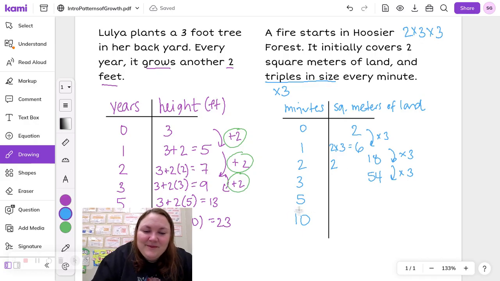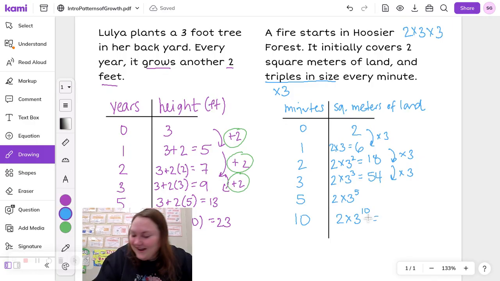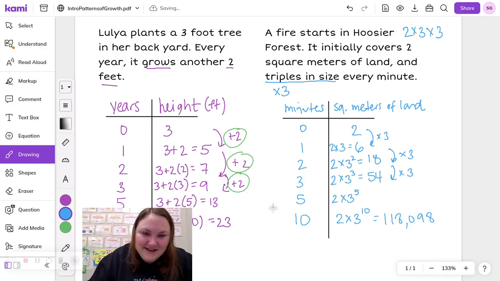Now, if I keep doing that, when we get to minute 10, I'm going to have a lot of multiplication, so the other way we can write that is using that exponent. And then when I have a problem like this, 3 squared is 9, and 9 times 2 gives me 18. When we get to minute 3, the same idea. It starts with 2 square meters, and it is tripling 3 times. That gives me 27 times 2, which is 54. So then when I get to minutes 5 and 10, I have 2 times 3 to the 5th power and 2 times 3 to the 10th power. I know that final one, you get a really big number, 118,098 square meters of land.